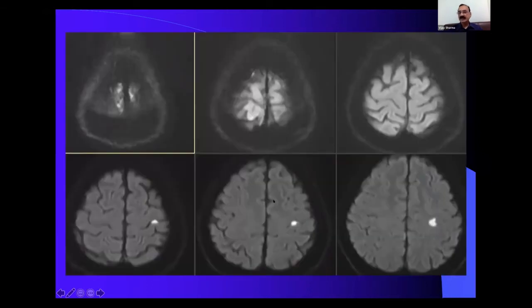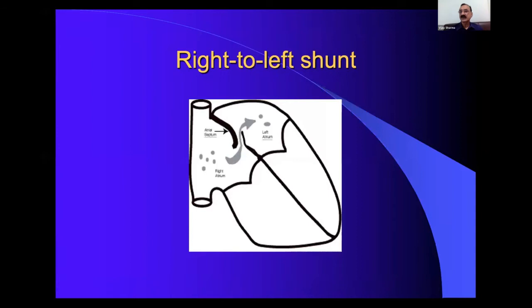This is the MRI. We just show the typical omega area infarct, which was presenting with wrist drop. This is what was causing her inability to write. So you know there is a stroke. But why does this patient have a stroke? That's a question mark. So one mechanism is right to left shunt.